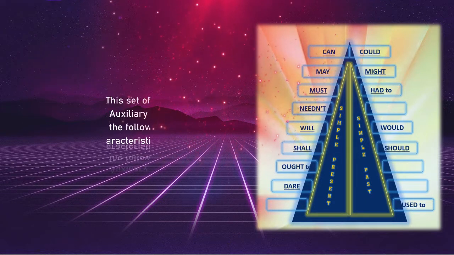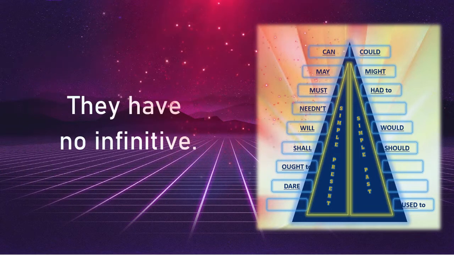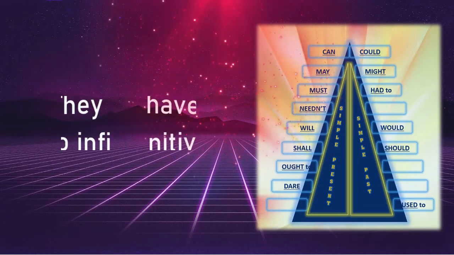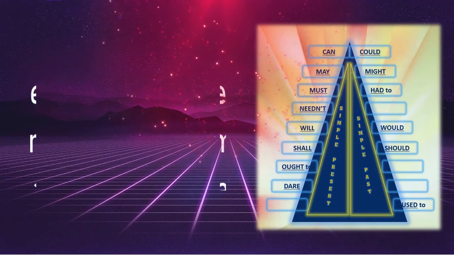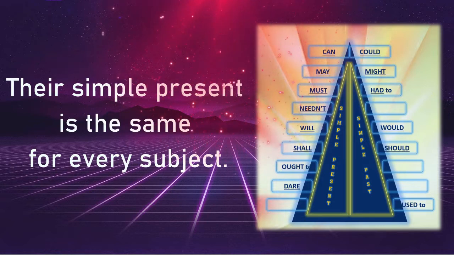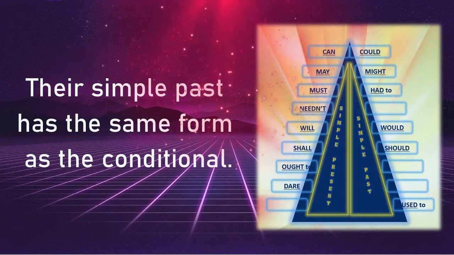Hi everybody. The set of modal auxiliary verbs has the following characteristics. They have no infinitive. They can only be used in simple present and past. Their simple present is the same for every subject. Their simple past has the same form as a conditional.